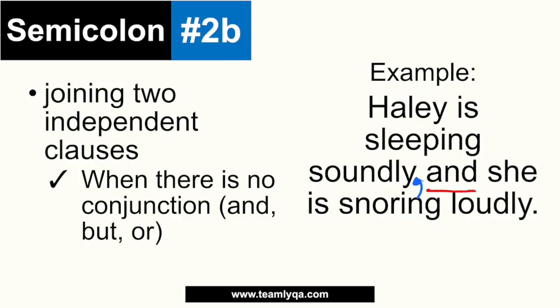Now, kung ang gusto ko talaga gawin is gumamit ng semicolon, ang gagawin ko ay tatanggalin ko yung conjunction na and. Okay? So, buburahin ko muna siya. Tapos, lalagyan ko ng semicolon after soundly. Kasi yun yung pagitan ng dalawang independent clauses. So again, mangyayari, Haley is sleeping soundly, semicolon, she is snoring loudly.